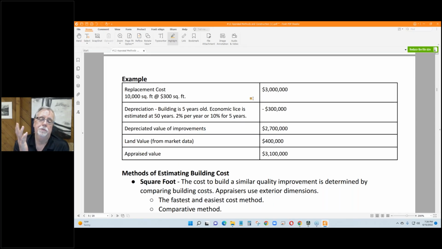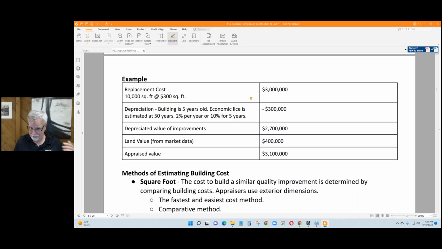So we have this church building. We don't know what it's for. So we ask a contractor to come and take a look at the building. And the contractor looks at the building and says, I could build you a building like this for $300 a square foot. Now we know that our building is 10,000 square feet. So 10,000 times $300 is $3 million. $3 million would be the cost to replace the building new.